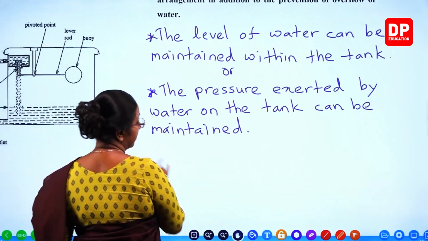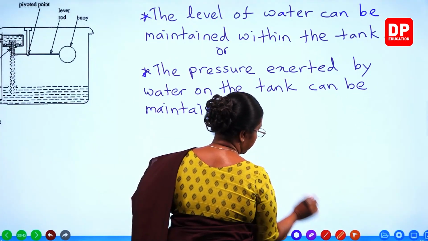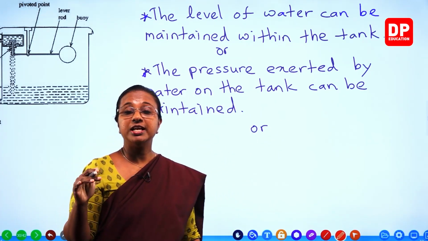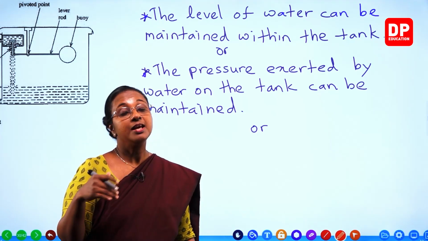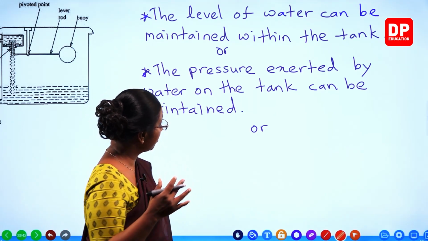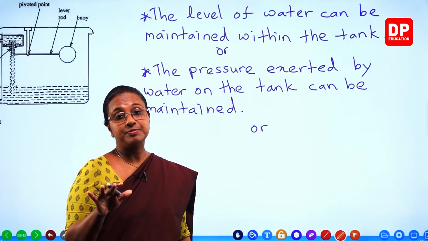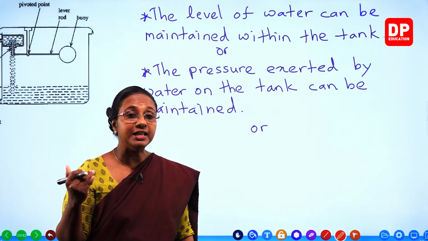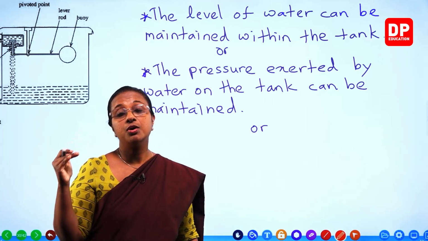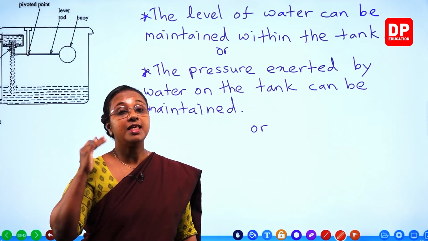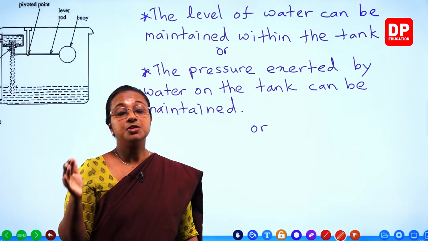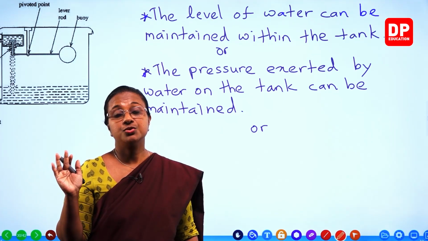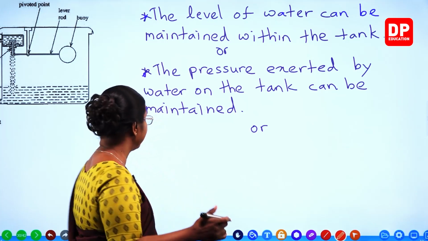And also you can say, now when this happens, the amount of water in the tank is always maintained. Therefore, the pressure exerted is also maintained. At the same time, every time you fill water into the tank, you will be filling only the same amount of water. So there is overflow prevented. So that means there is no water wastage. So it is an economical advantage.